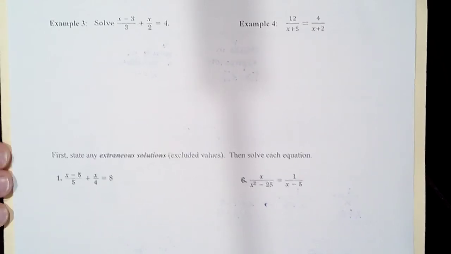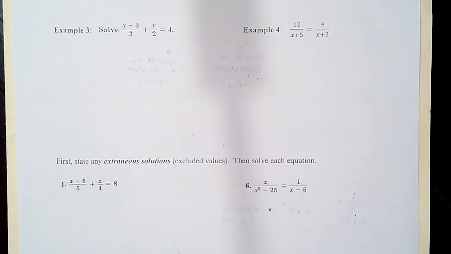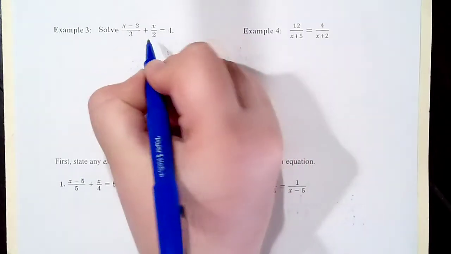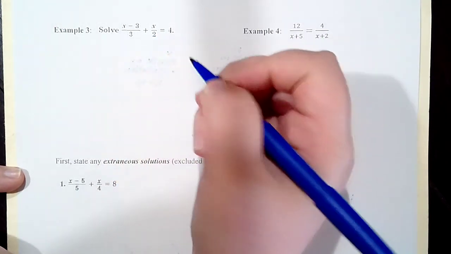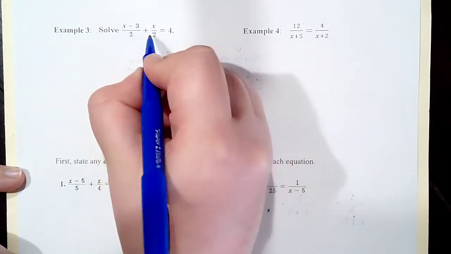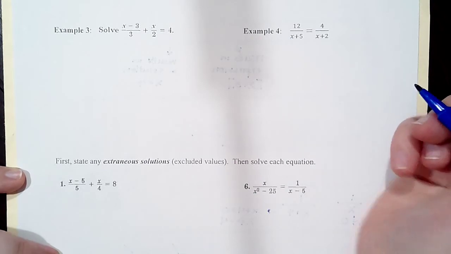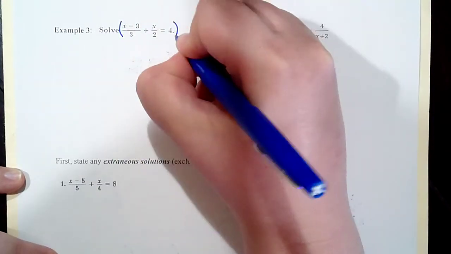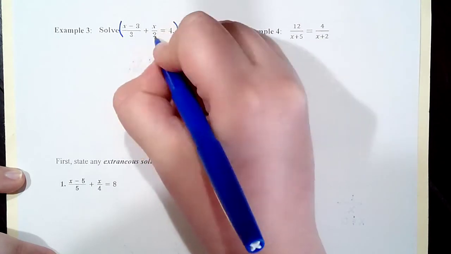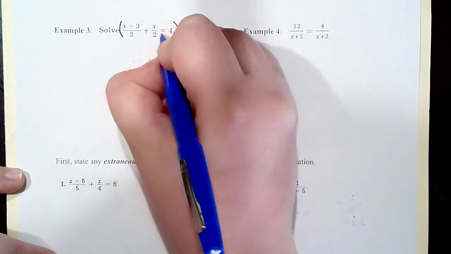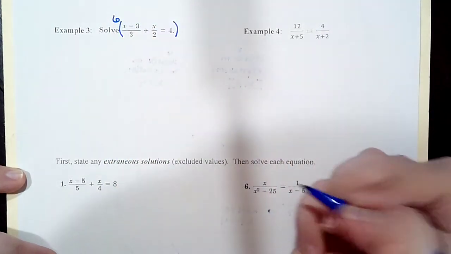All right, hopefully you had time to pause the video and try these on your own. Let's go through them and see what we get. This first one is very similar to the first example I did. I noticed right away with these two fractions that they only have numbers on the bottom. So I'm going to multiply by the lowest common multiple, which in this case is 6.